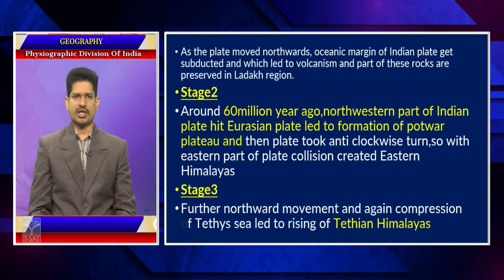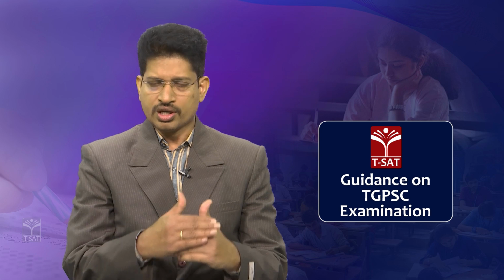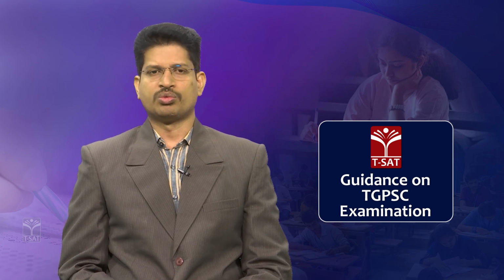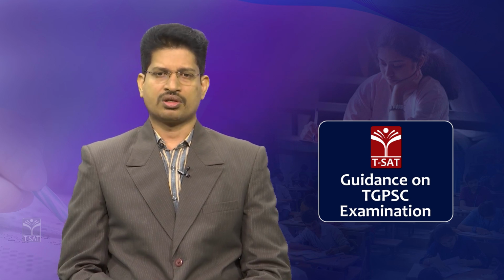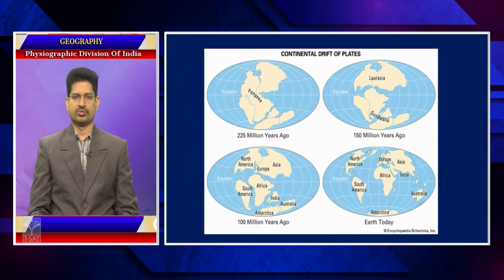So, in this process of upliftment, it led not only to the formation of folded mountain chains, but also to the formation of faults longitudinally across the length of the mountain ranges, known as the Main Central Thrust, and the Main Boundary Fault line was created in stage 4. This is how the existing configuration of the continents has been formed because of the drift of the continents.